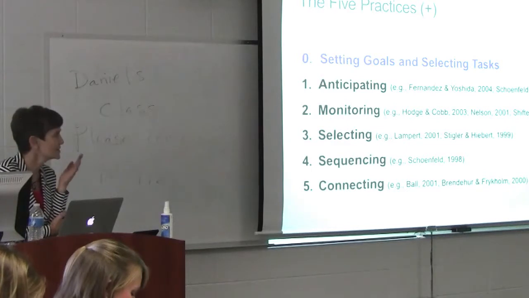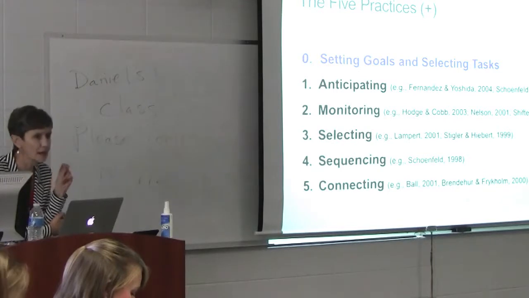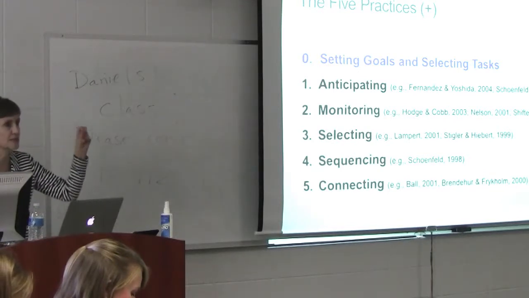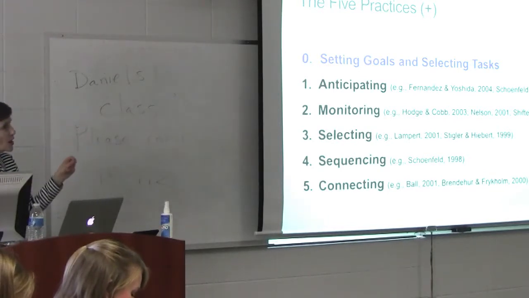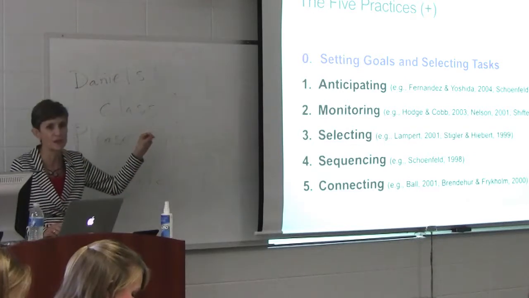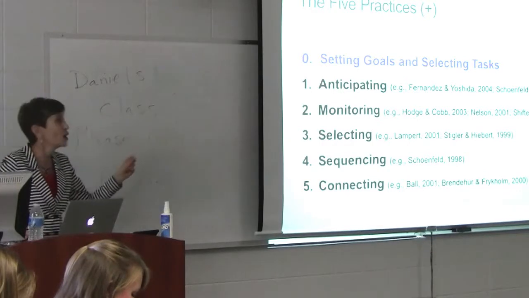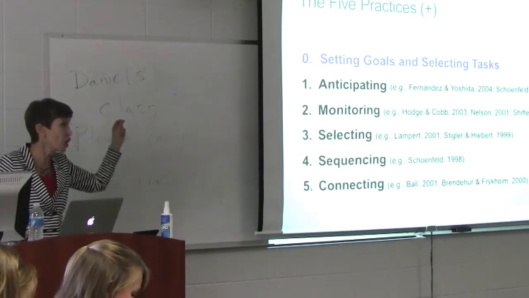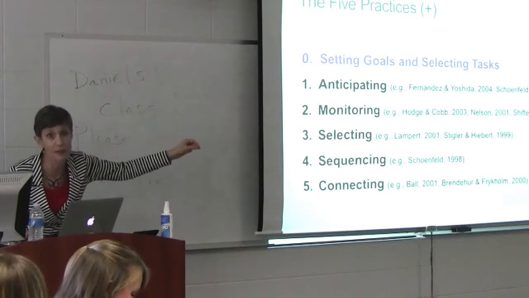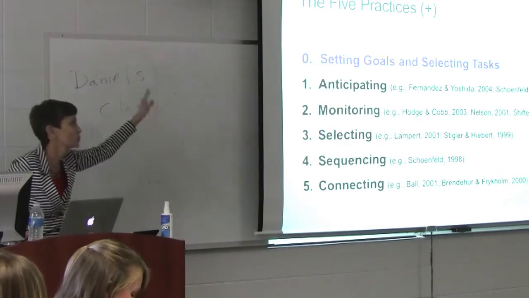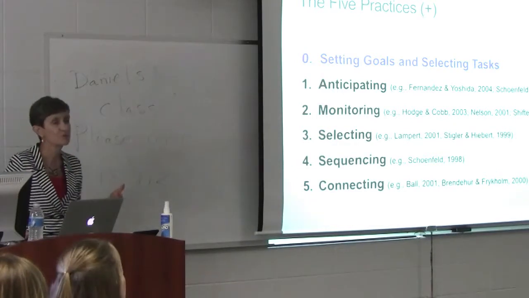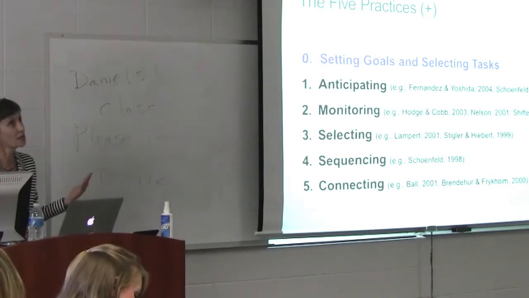And so he went on to explain that he thought that we really needed to name the practices of setting goals and selecting tasks, because to engage in anticipation without being clear about what you're trying to accomplish, and that you have a task that's aligned with the goal and likely to help you accomplish it, there was no point in engaging in the rest of them. So I said, I thought that was a pretty strong argument.